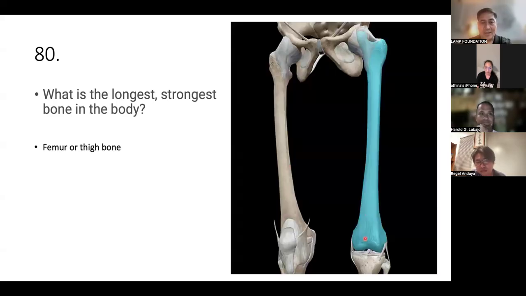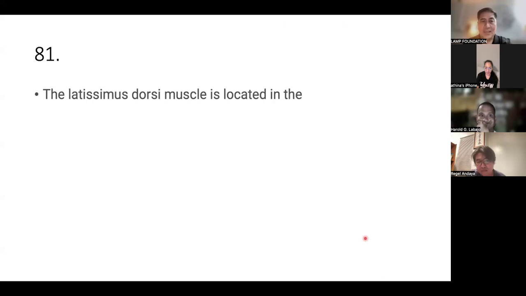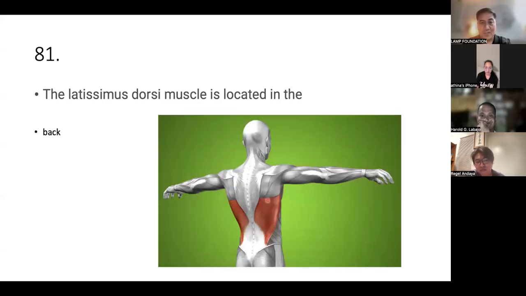Remember that, longest, strongest bone. Latissimus dorsi is located where? It's located in the back. So this is your latissimus dorsi. Don't worry, we're not going to discuss the origin, insertion. So this is especially important when you do gua sha.